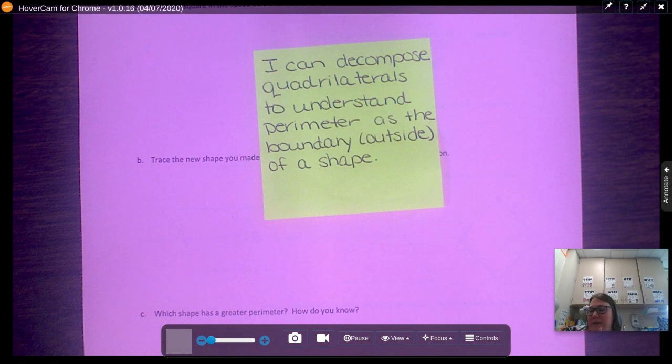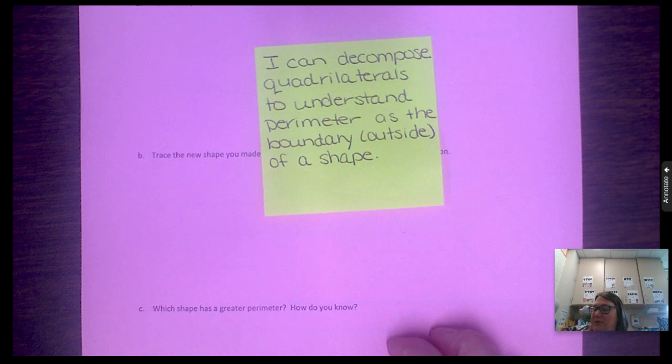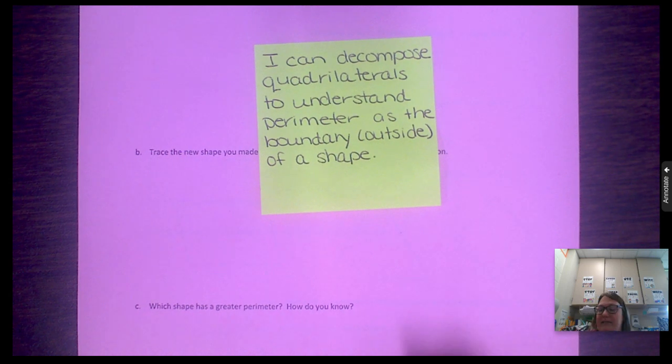Hi, third graders. Today we are jumping ahead to lesson 10. So make sure that you have your lesson 10 problem set. It does say that you need a 2-inch square. We're not going to use a 2-inch square. So basically, you just need your problem set.